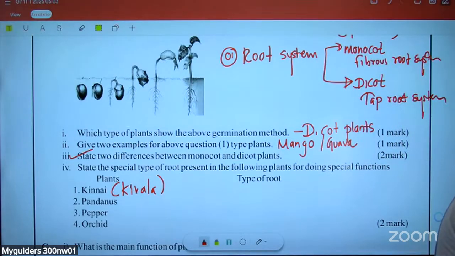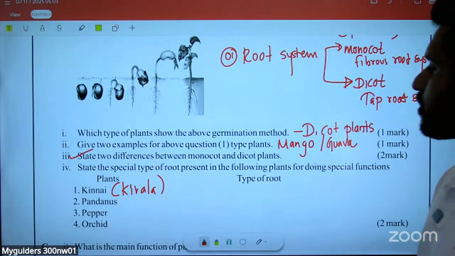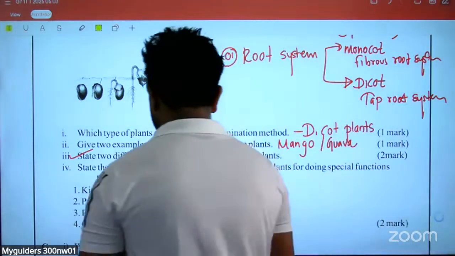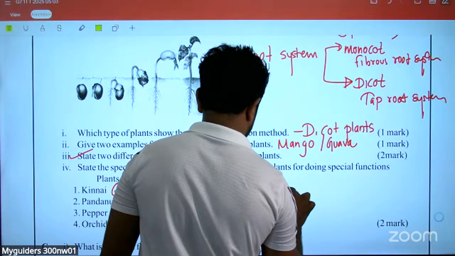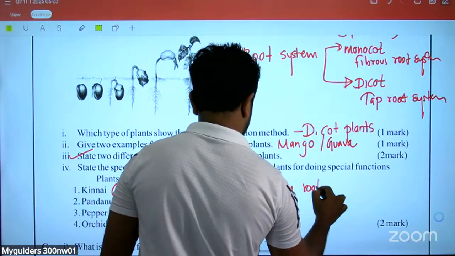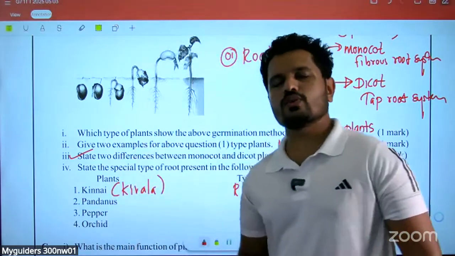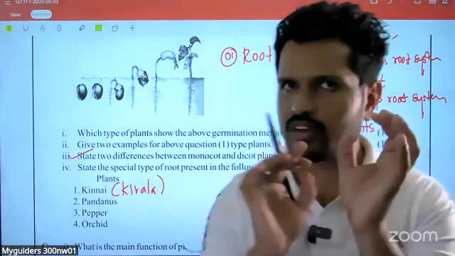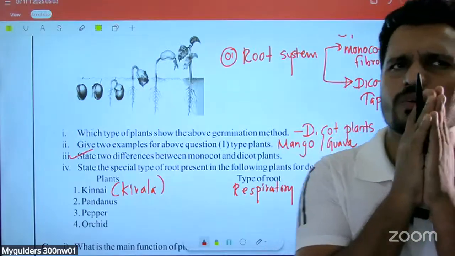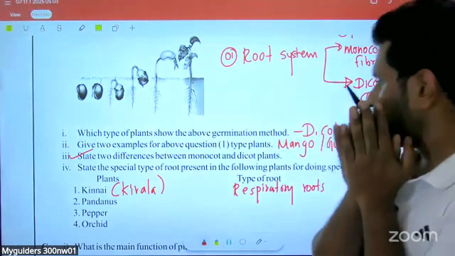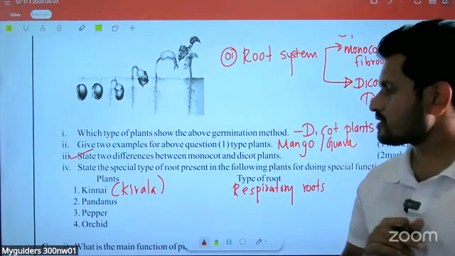Okay. Right. So in kirala, we can observe respiratory roots. Respiratory roots are the roots which are involved in gaseous exchange with the environment. Environment එකත් එක්ක gas exchange කරන roots තමයි මෙන්න මේ kirala roots, එහෙම නැත්නම් respiratory roots කියලා කියන්නේ.